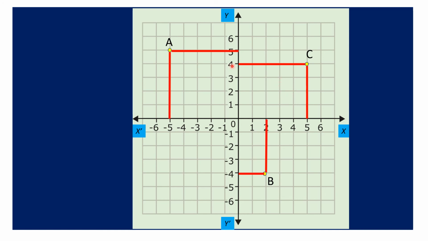Now let's look at the points of this. Try to think about what will be the coordinates of A, B and C in your mind. Let me give you 5 minutes.